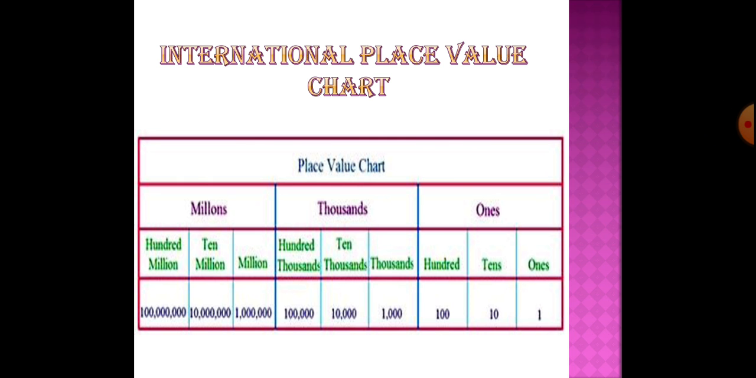In ones period we have ones, tens, hundreds. In thousands period we have thousands, 10,000, 100,000. In millions period we have millions, 10 millions and 100 millions. Each period is separated with a comma.